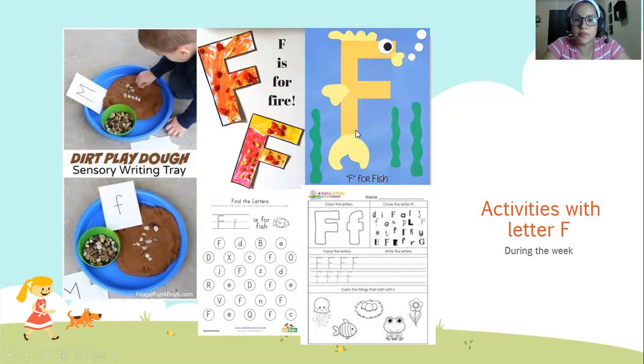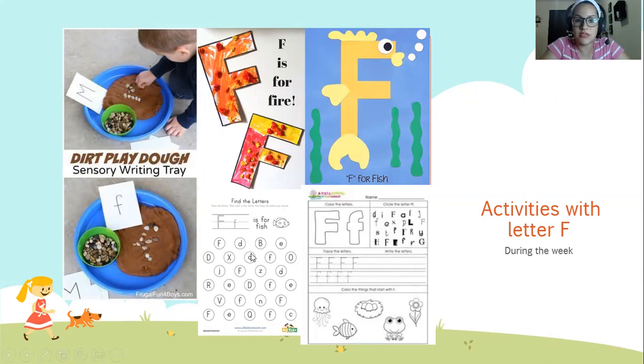Also with construction paper, they need to create an animal related to the unit. We are working with sea animals, so F is for fish. So they are creating a fish with construction paper. They can also use hand paint for this activity. And after they create all these activities using their senses, now they are ready to trace letter F.